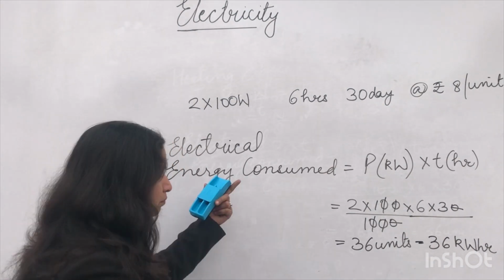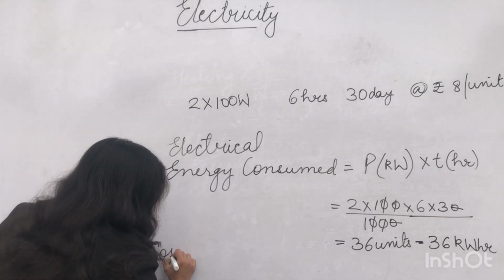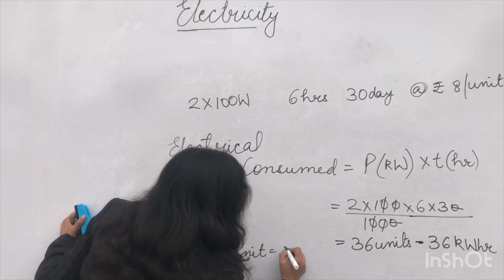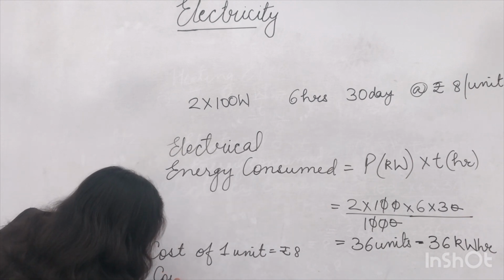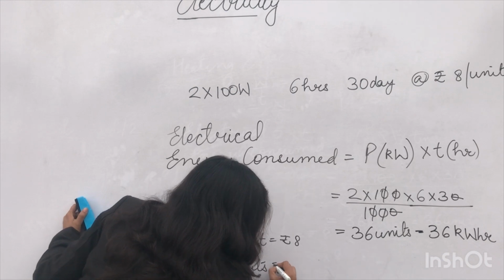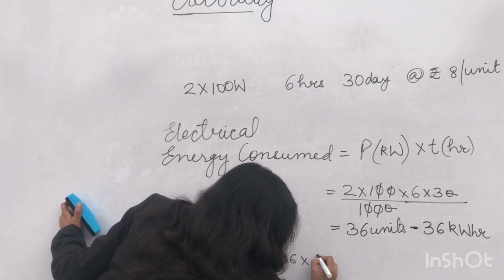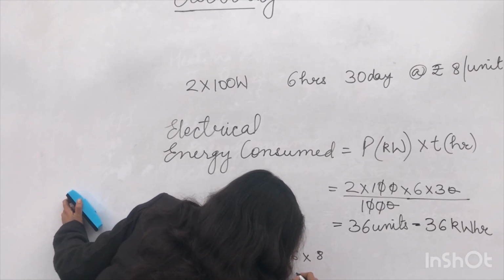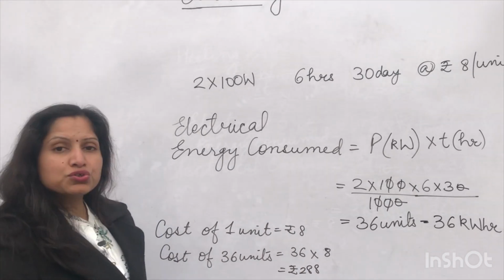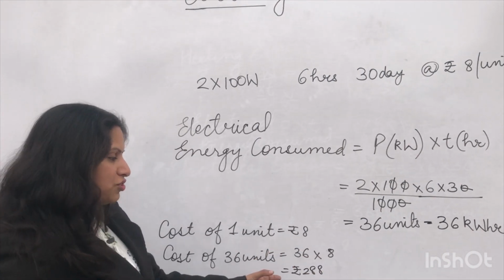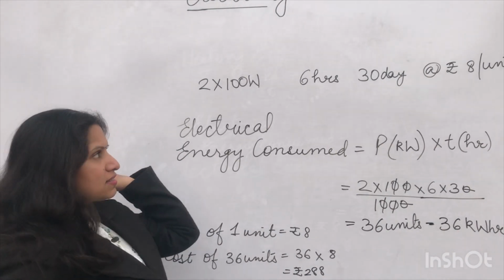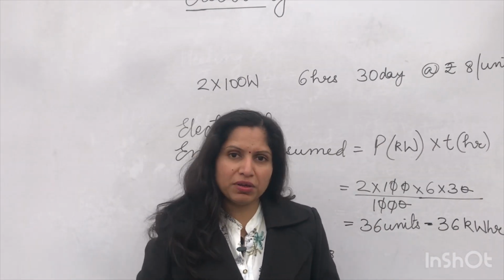Now we have to calculate the bill. So we'll write cost of 1 unit. Cost of 1 unit is given in the question as rupees 8. So what will be the cost of 36 units? It's 36 times 8 and it comes out to be rupees 288. So that much amount we have to pay for using two bulbs of 100 watt each for 6 hours for 30 days at the rate of rupees 8.